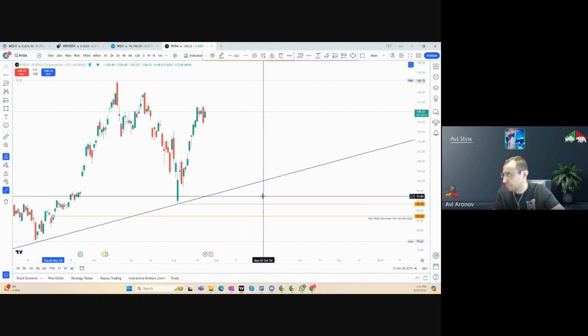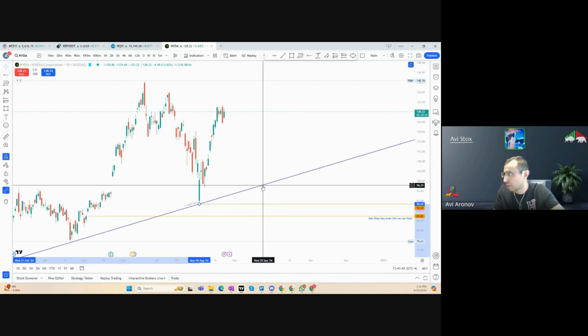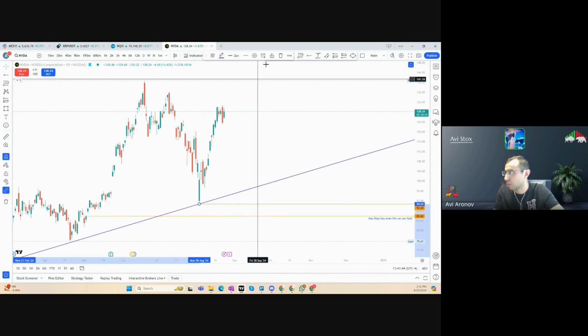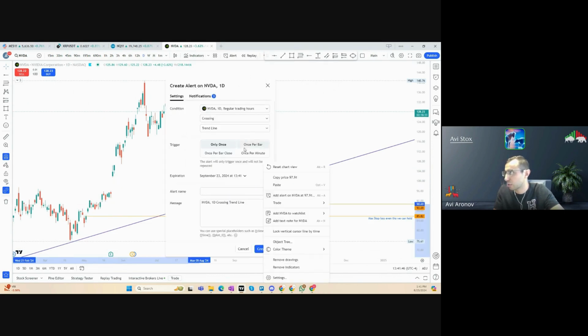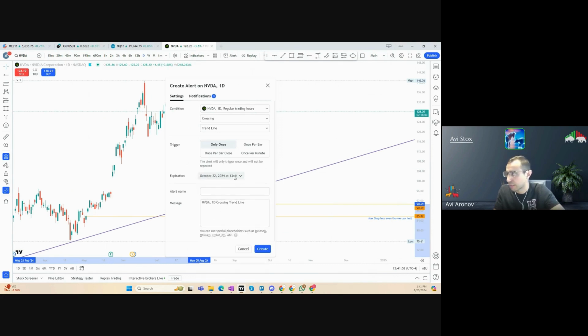Now, on this trend line, we want to make sure that we put an alert. We put the longest we can for that alert, because we don't know when it's going to touch the trend line, and we can write a message on this alert as well.